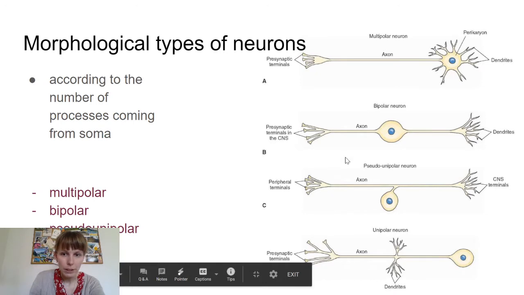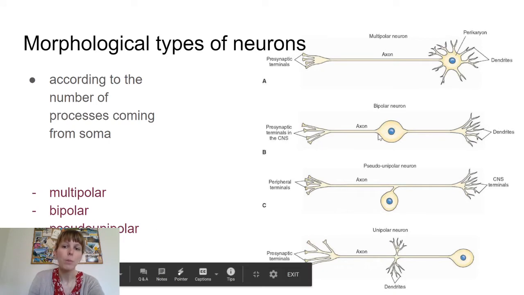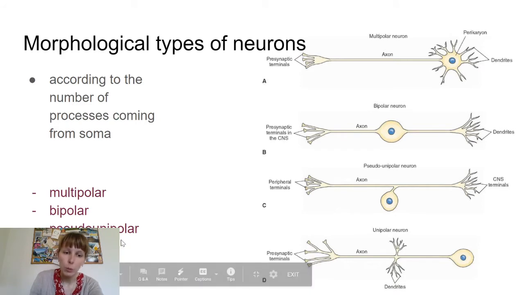Bipolar neurons, that's the second example. In this case, you have two long processes coming from the soma of the neuron. One of them will be the axon going towards the synapses, and the other one will be a long dendrite, which will then be branching off at a distance. Bipolar neurons could be interneurons, for example, connecting multiple neurons between themselves.